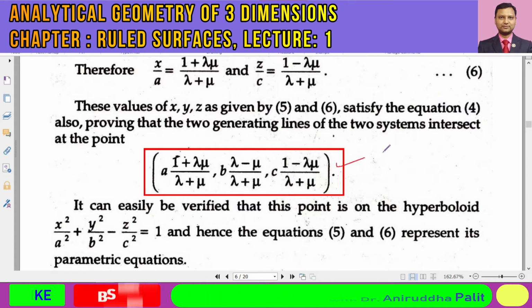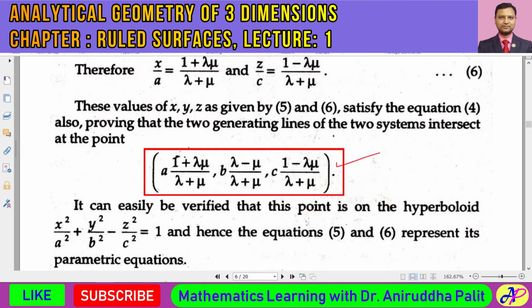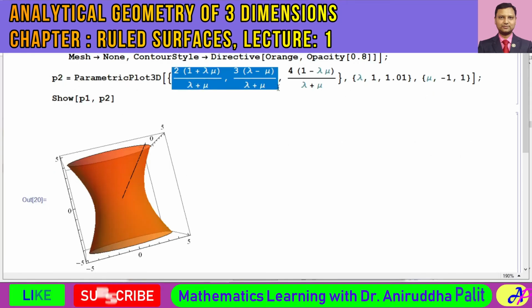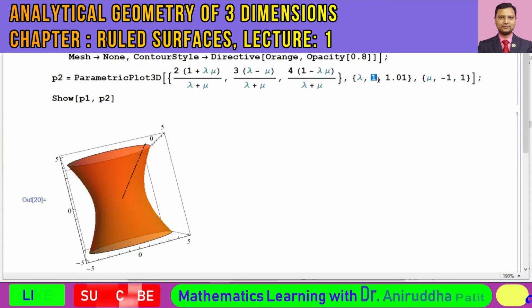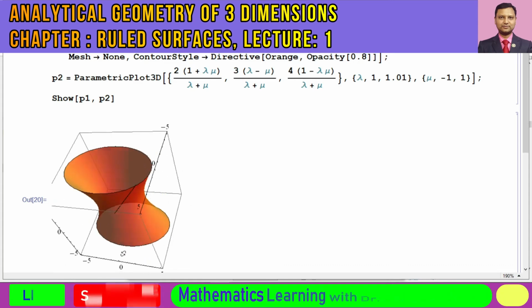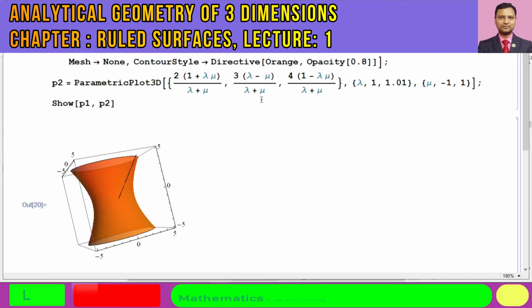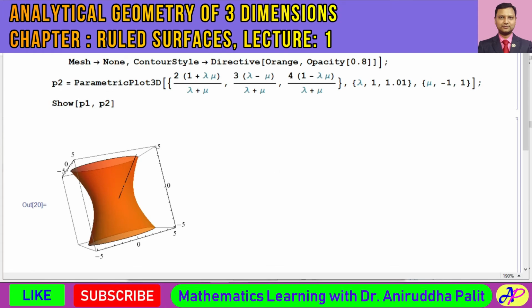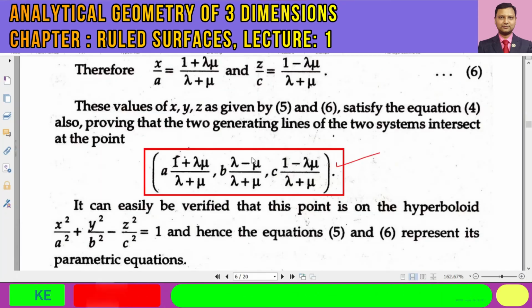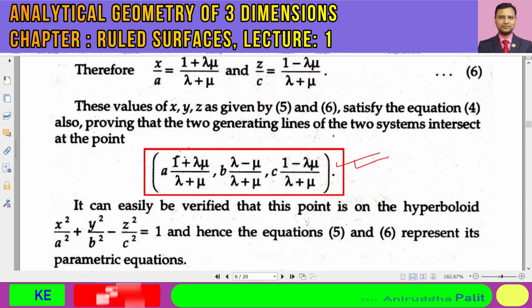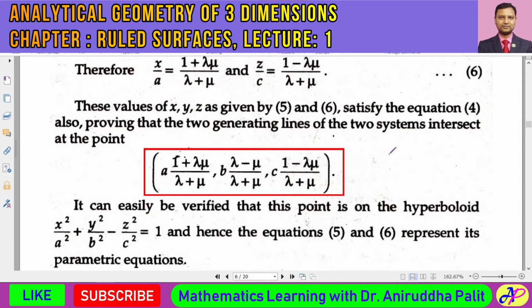And by the help of this expression, I have drawn this picture over here. You see, this is the parametric form, and I have put over here lambda is equal to 1. So by putting lambda is equal to 1, I am actually drawing the picture of this generating line. Okay, so in this way we can prove that these two generators are intersecting each other.